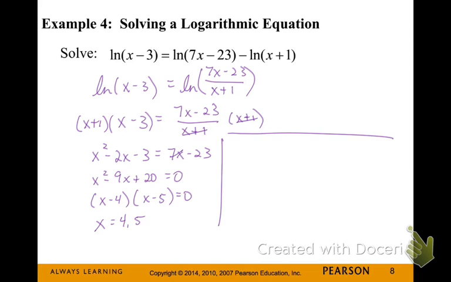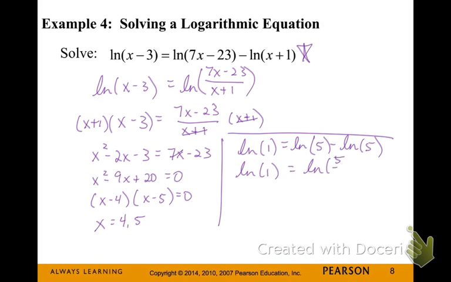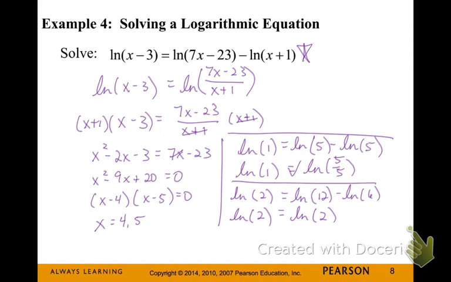So I need to go back up to the original log equation and plug those in one at a time. I get the natural log of 4 minus 3, which is 1, equals the natural log of 5 when I plug in 4 minus the natural log of 5. And then on the right side of the equation, when I condense, I get the natural log of 5 over 5, or 1, and that equals the left side, so that checks. Now let's plug in 5. So we get the ln of 2 equals the ln of 12 minus the ln of 6. On the right side, I condense by dividing. Natural log of 2 does equal itself, so both of these are solutions, and sometimes that happens. And see how you can write that in solution set form.